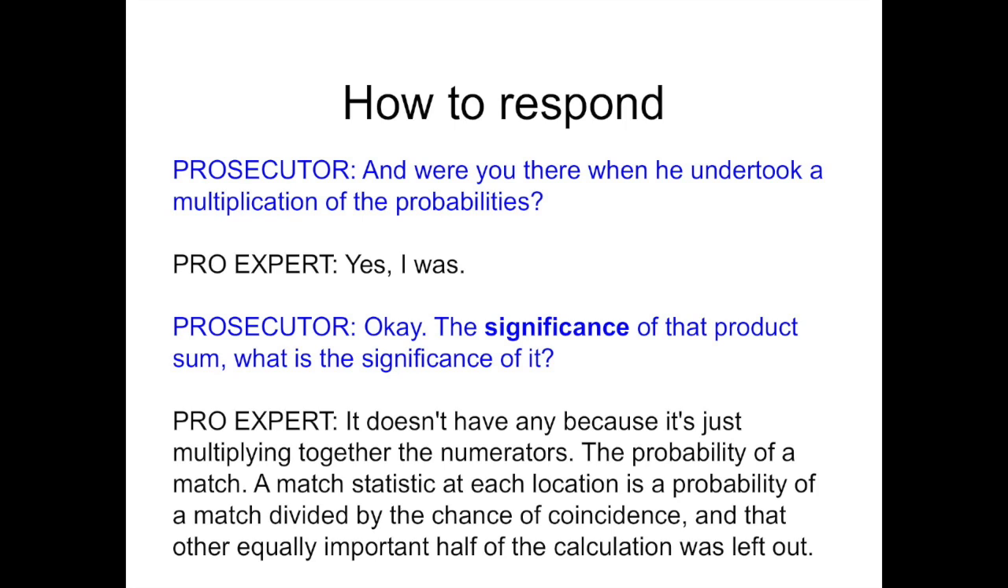I replied, "It doesn't have any, because it's just multiplying together the numerators, the top part of a fraction, for the probability of a match. The match statistic at each location is the probability of a match divided by the chance of coincidence, and that other equally important half of the calculation was left out."